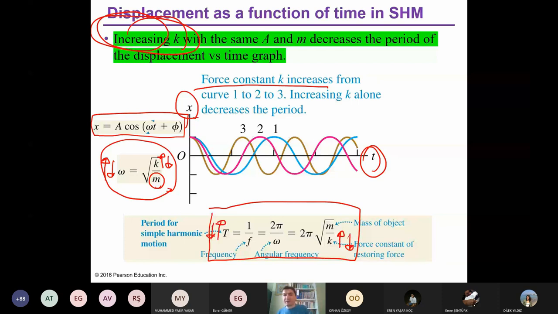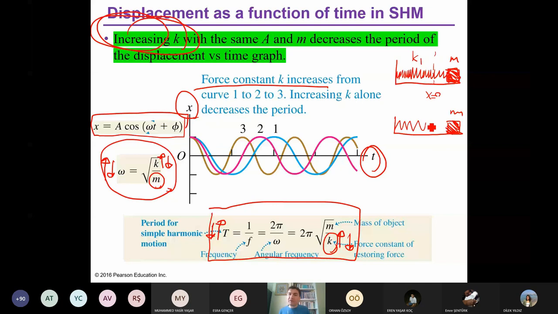So what is the meaning of different force constant? Here we have the same mass m, and here we have a spring with a certain force constant k1, and let's consider this is the equilibrium condition. Here we have the same mass, the mass is constant, and we have a different spring with a different force constant. Now we have k2. So if you have a different spring in this example, then you will have a different period of the simple harmonic motion. So here, look at the x-t graph.